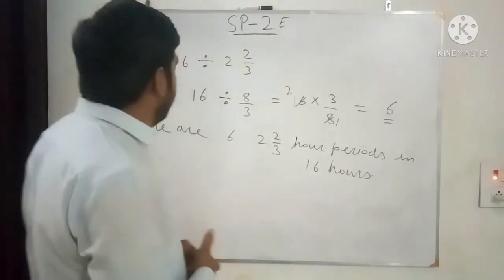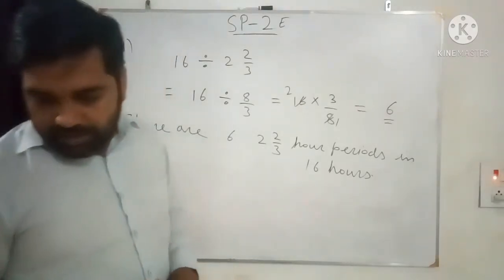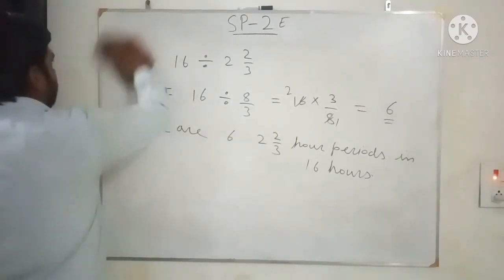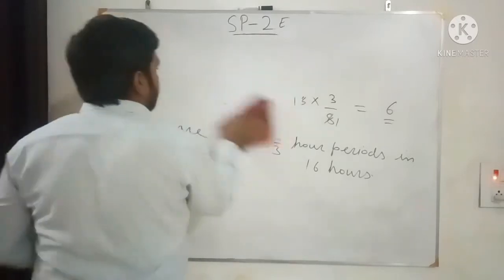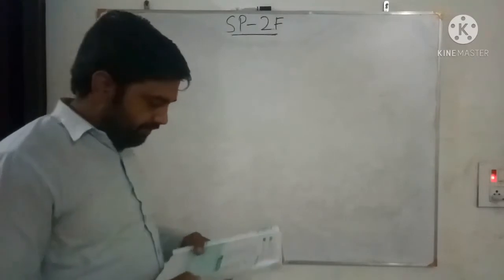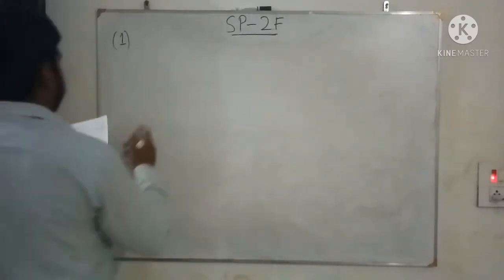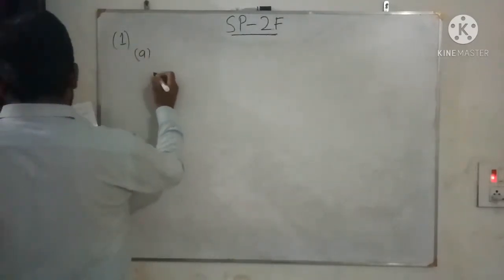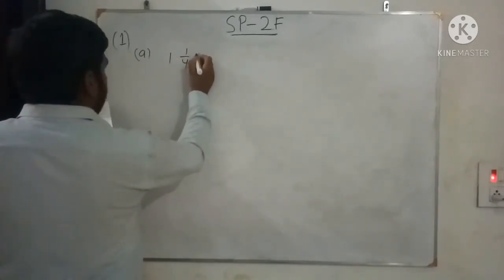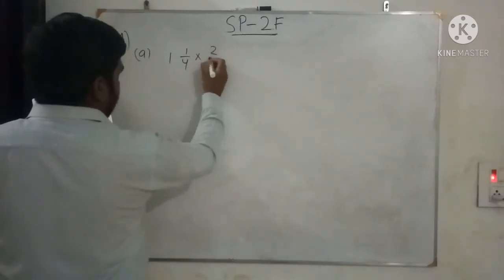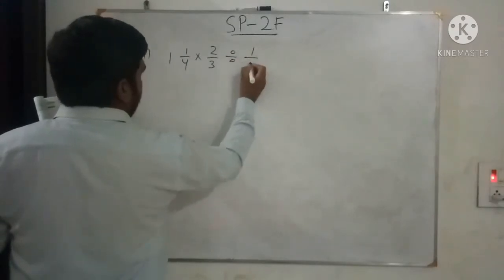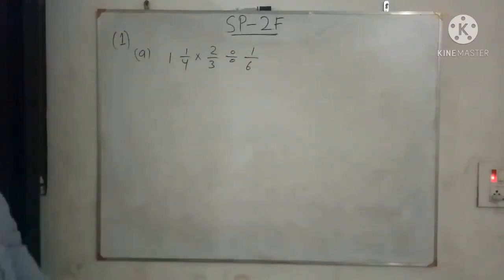So now we move to the new exercise, self practice 2F, and this question number 5 I am leaving as homework for you. See the first question of self practice 2F, 1A: 1 by 4 multiply 2 by 3 divided by 1 by 6. That we have to simplify.